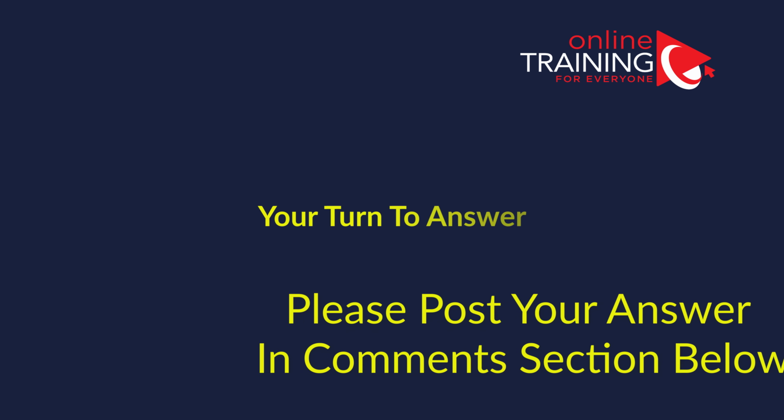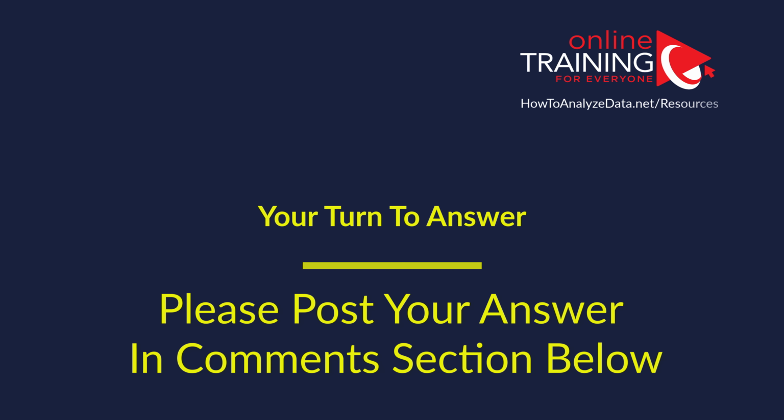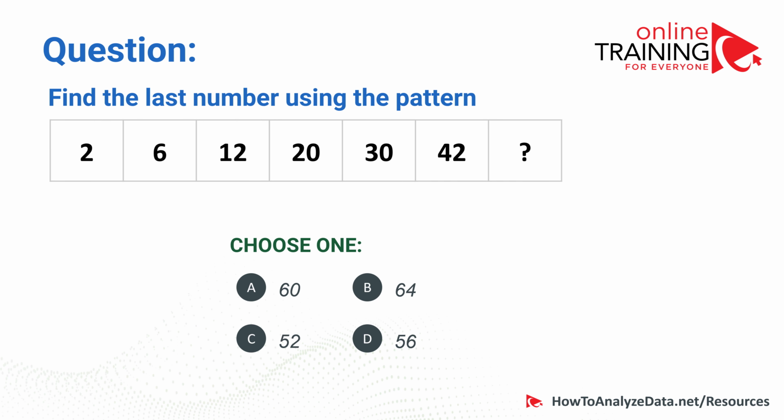And now it's your turn. Please make sure to post your answer in the comment section below this video so I can give you the grade. Here is the question for you to answer. You need to find the last number using the pattern: 2, 6, 12, 20, 30, 42, and then the missing number. And the choices are 60, 64, 52, or 56. Which one do you think is the right answer here?